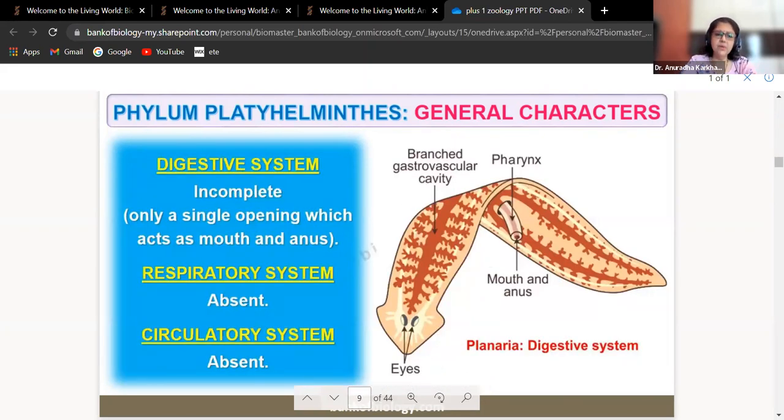Digestive system is still incomplete. Only a single opening which acts as mouth and anus. Respiratory system absent, circulatory system absent. So very easy to remember these things. Look at this planaria, beta. Here the eyes are there. But the eyes are not going to be showing any vision. Nothing. Branched gastrovascular cavity. This is the pharynx, which will bear the mouth as well as the anus. Dono ek mein hai. Okay. Incomplete digestion. I see.